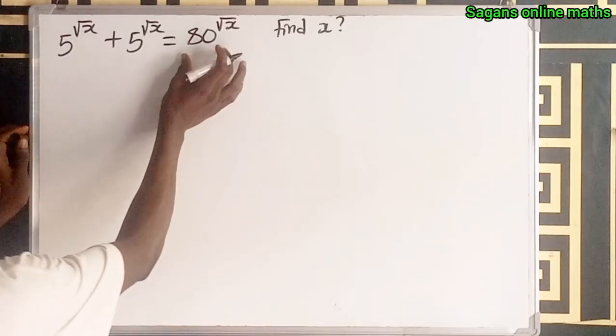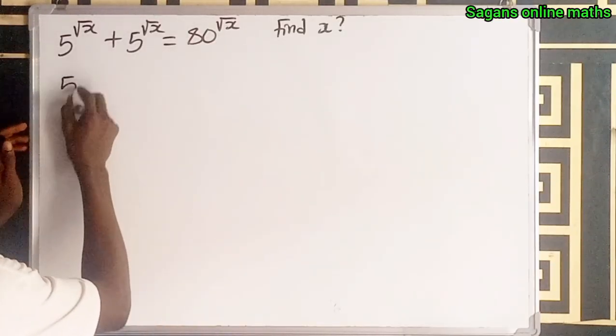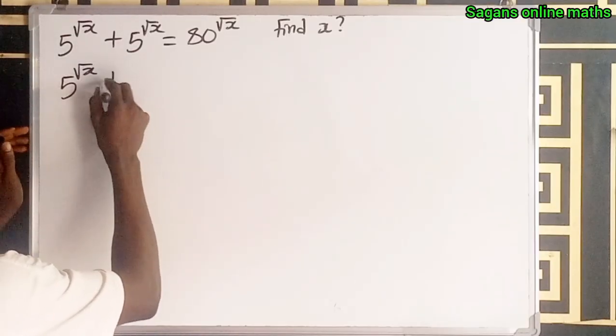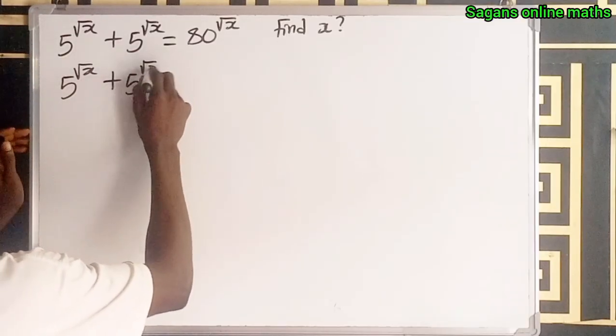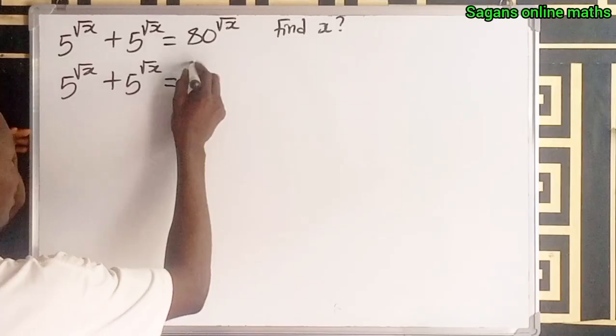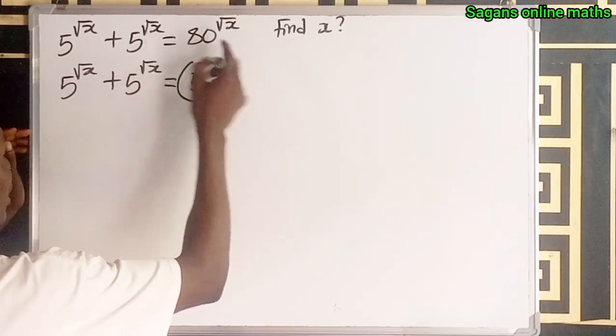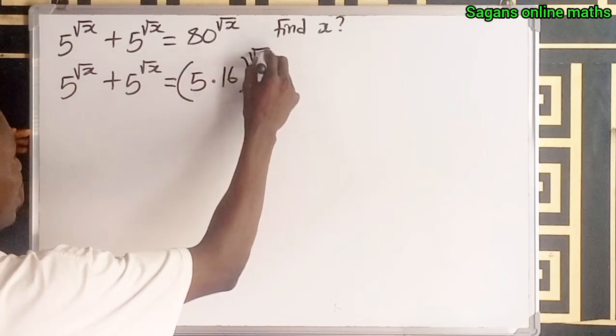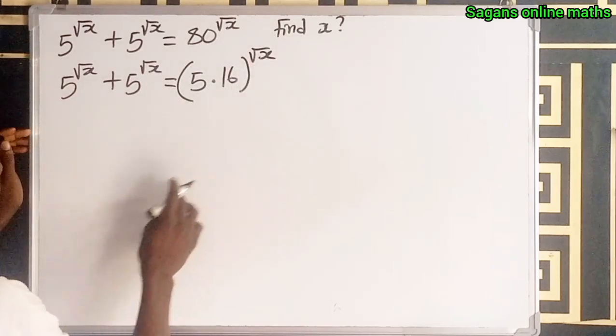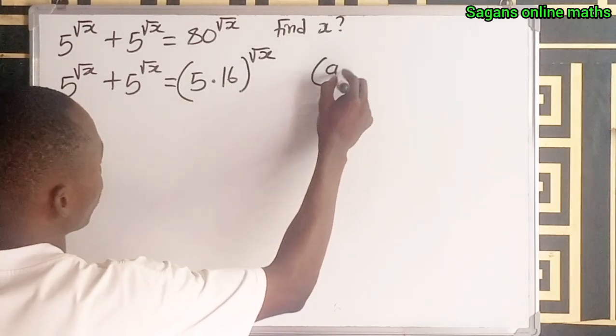We can also do something very amazing here. We can write it as 5 to the power of root x plus 5 to the power of root x, which equals 5 to the power of root x multiplied by 16 to the power of root x. Let's obey this law: a multiplied by b, all to the power of n, equals a to the power of n multiplied by b to the power of n.